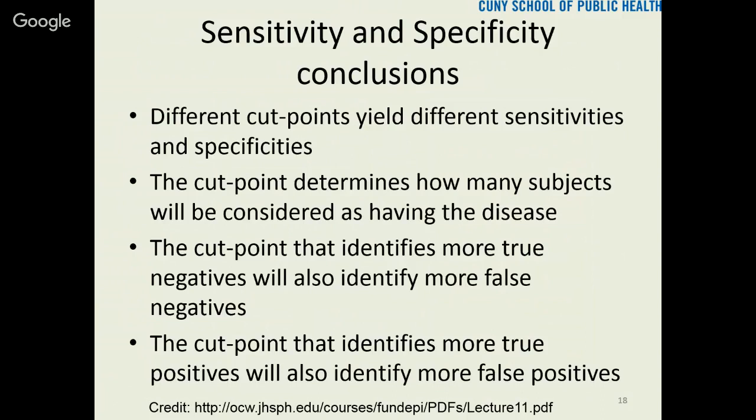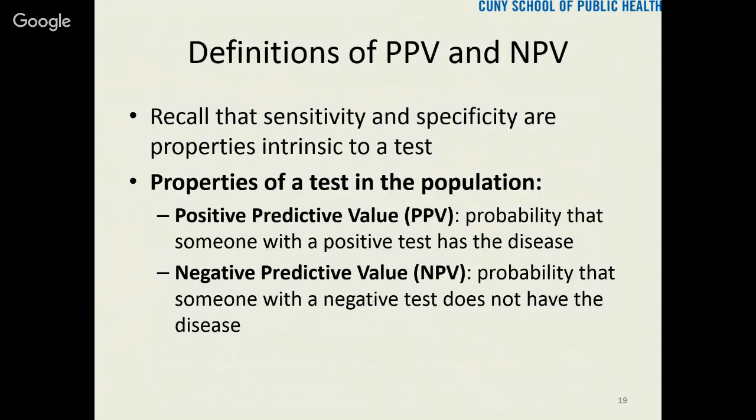Just a summary that the threshold or cut point determines the sensitivity and the specificity of the test, as long as there is some difference in the distributions of the measurements between those with and without the disease. So whereas sensitivity and specificity are what I call intrinsic properties of the test, PPV, positive predictive value, and negative predictive values are properties of the test when applied to a certain population with a certain prevalence of the disease.